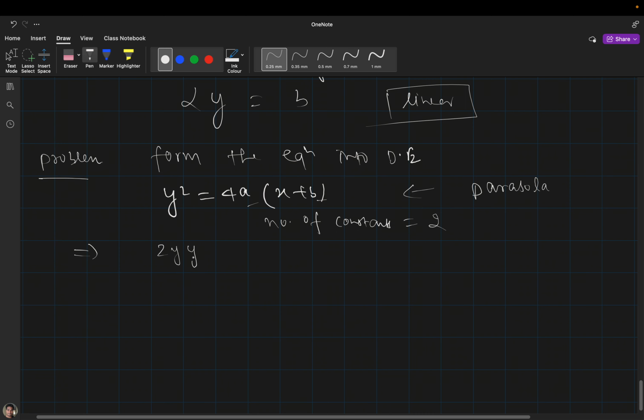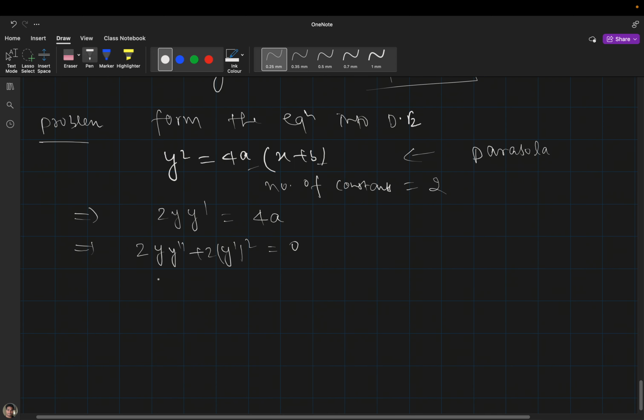It will be 2y dash equal to 4a, and that other term will become 0, still another constant. Now differentiate it once again, so you will get 2y double dash plus 2y dash square equal to 0. That's it. So you have y double dash equal to minus y dash square. So this is the differential equation which actually represents a family of parabola.